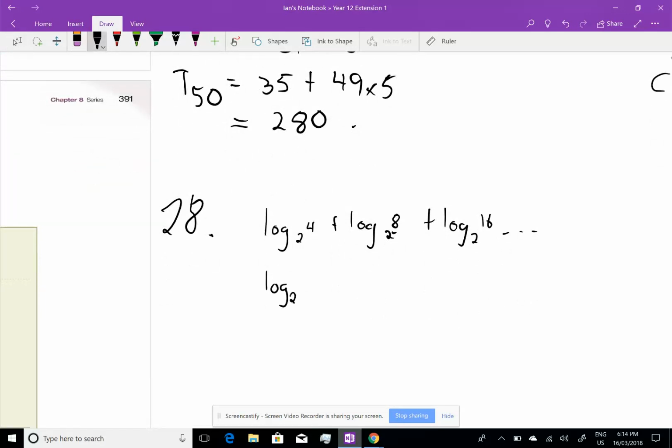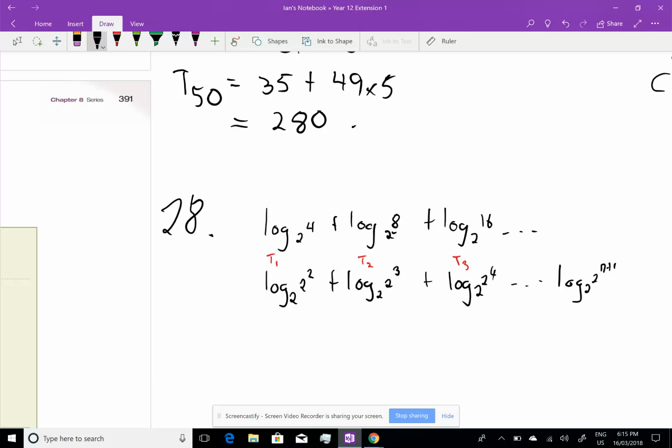Well, I know my powers of 2, and I know that's 2 squared. And I know that's 2 cubed. And I know that's 2 to the 4. So log to the n will be, it's a little bit harder here, because remember, this is the T1 and the power's 1 higher, T2 and the power's 1 higher, T3 and the power's 1 higher. So the nth term will be log 2 to the n plus 1. But I'm not concerned about that too much yet.